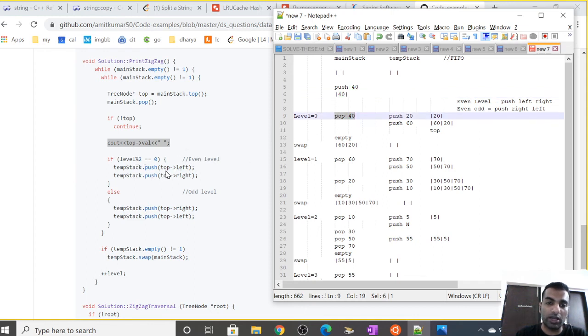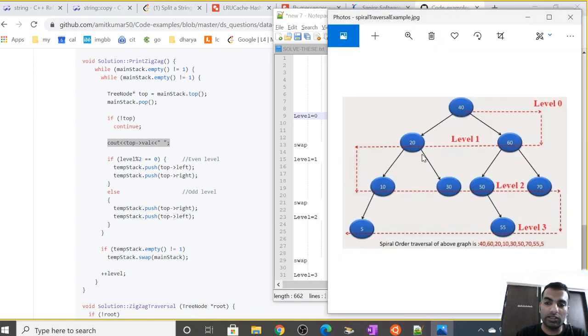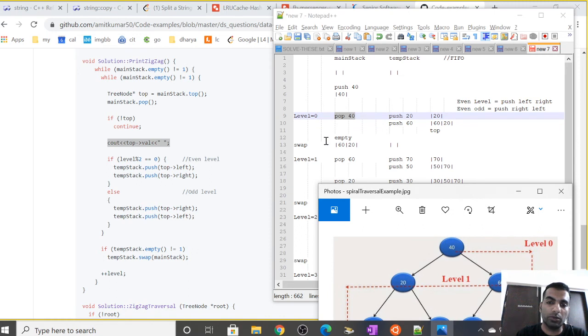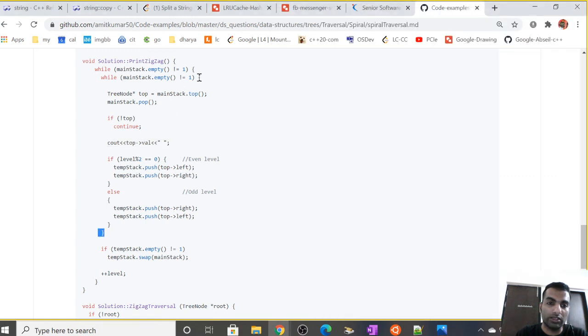we'll be pushing top left and top right. So the left entry of 40, that is root, was 20 and the right was 60. Left was 20, right was 60, right? Okay, so now it doesn't go into this loop. Again now this while loop is here. It breaks because it finds that the main stack is empty.